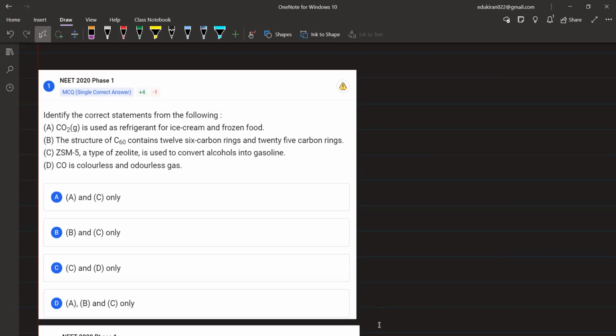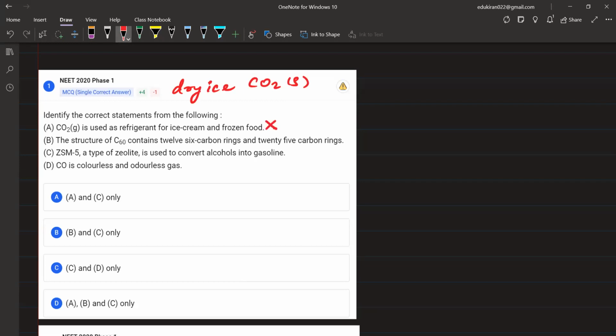Now again see this one. First of all, the first statement seems to be correct because they are saying carbon dioxide is used as a refrigerant for ice cream and frozen food, and we use dry ice, right? Dry ice is very cold, and we use it as a refrigerant for ice cream and frozen foods. But dry ice has a formula of CO2 solid. Since here they have written gas, this will not be a correct statement.